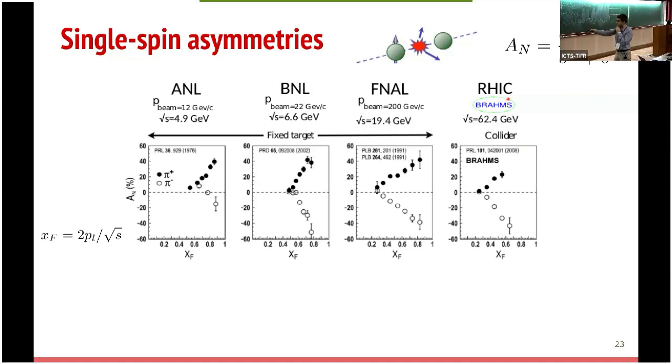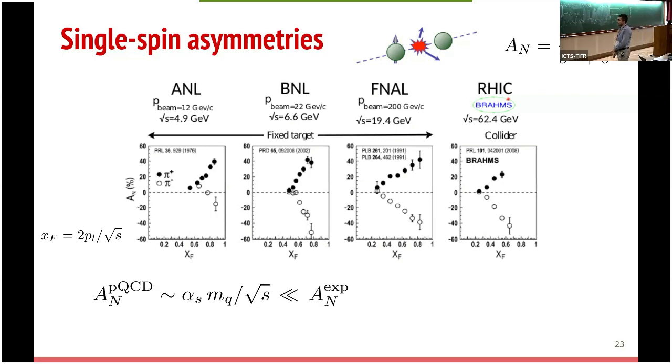It's a gigantic asymmetry. And it's a left-right asymmetry, as the cartoon shows you. So you have a proton which is incoming in this way, the spin is pointing up, and you measure an asymmetry left-right with respect to the plane identified by the spin. So you measure more pions going in that way, and more pi plus in this way and pi minus on the other way. And the same thing was measured in 1991 at Fermilab, same huge asymmetry, at Brookhaven National Lab in 2002, and at RHIC in 2008.